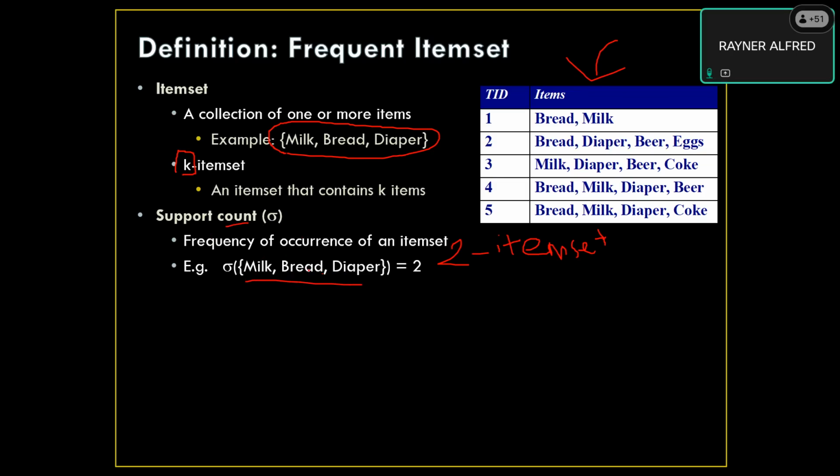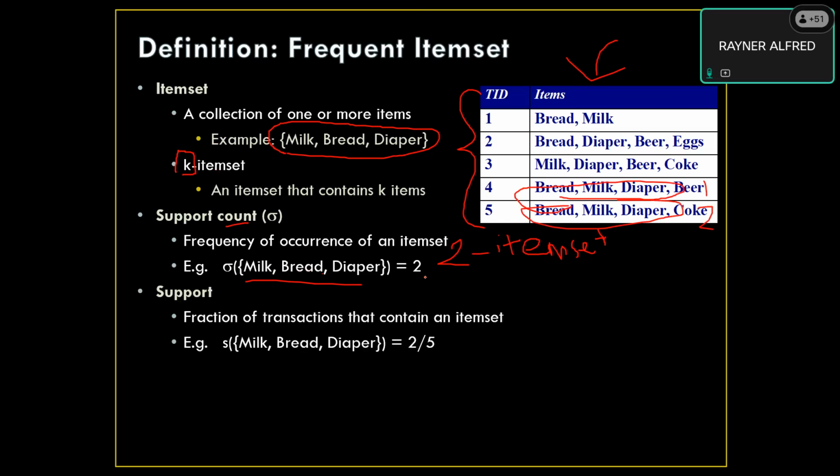Basically we are counting, from these 5 transactions, how many transactions consist of these 3: milk, bread, diaper, which is this one. So we have only two, 1 and 2. This is the support count of the K item set. So in this example, we have a 3 item set consisting of milk, bread, and diaper, and the support count is 2.